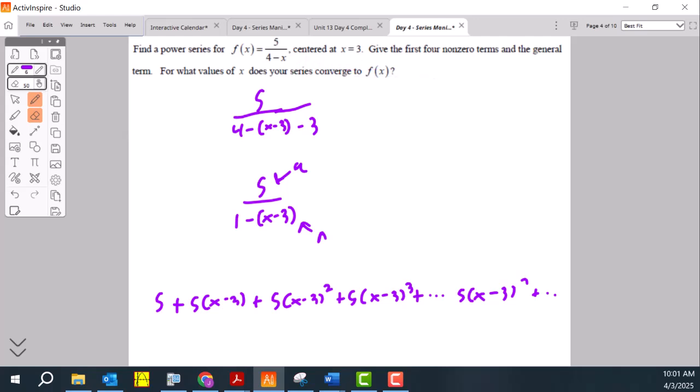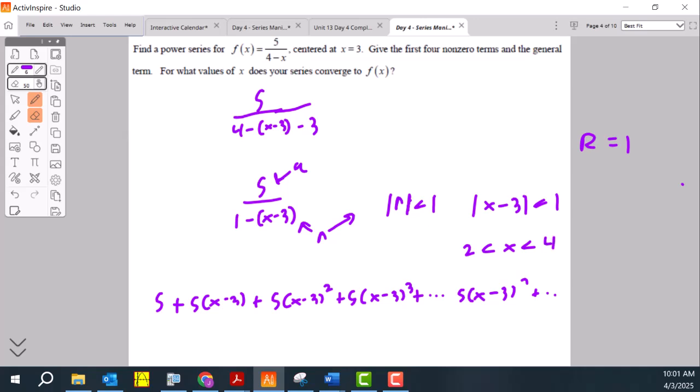Now, one thing I want to talk about here is the interval of convergence. Since this is a geometric series, we know that the absolute value of r has to be strictly less than 1. So that means if we're looking for the interval of convergence, the absolute value of x minus 3 has to be less than 1. So our radius is 1. And then we end up with 2 is less than x is less than 4.